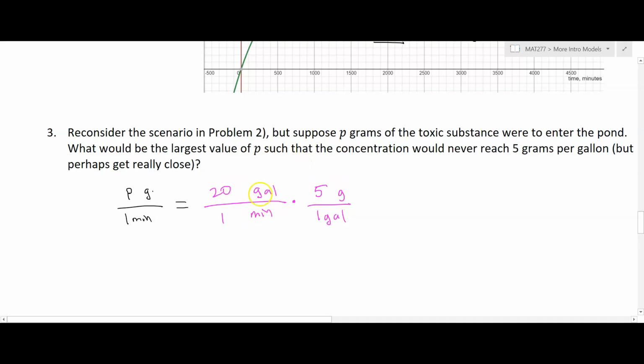20 times 5, this will give me grams per minute. This will come out to 100 grams per minute. So that means that the largest value of P is going to be 100. That's the easiest way to determine that value. But let's go ahead and do it the calculus way as well.